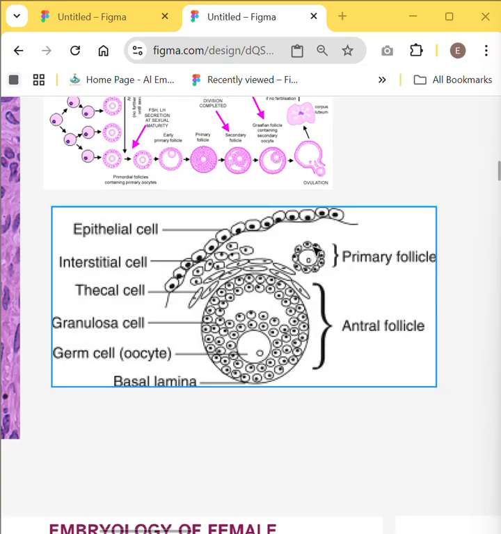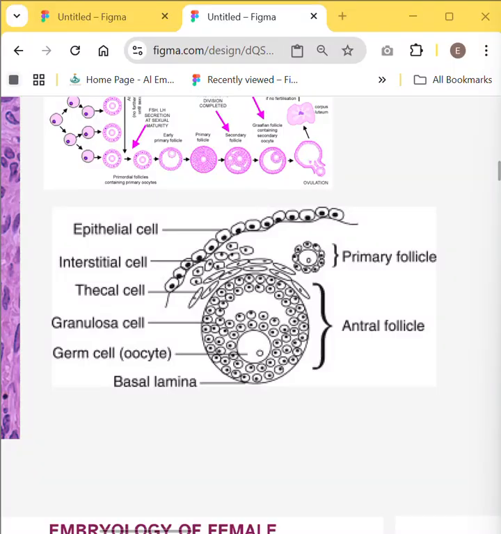This is the primary follicle, and each primary or primordial follicle consists of an oocyte with a single layer of granulosa cells, right? So this is a primary follicle that is surrounded by a single layer of granulosa cells. Now these cells develop from the proliferating coelomic epithelium and are separated from the granulosa cells by a basal lamina. So now we see the basal lamina here. We see all these granulosa cells, right?